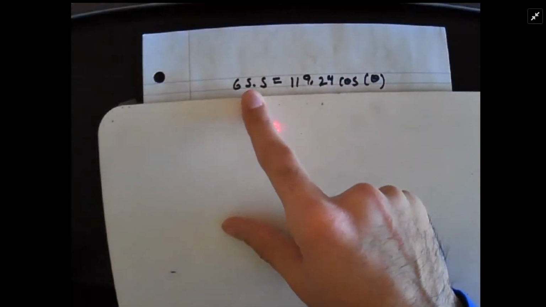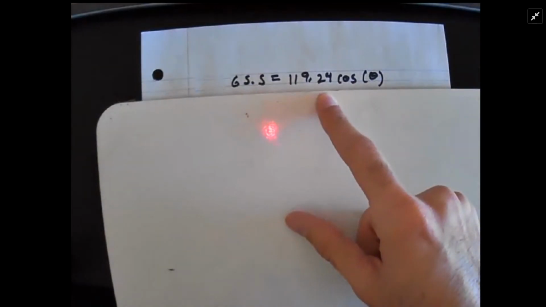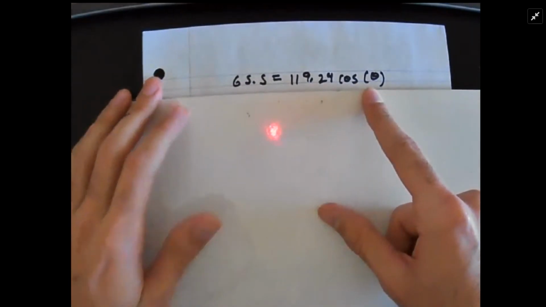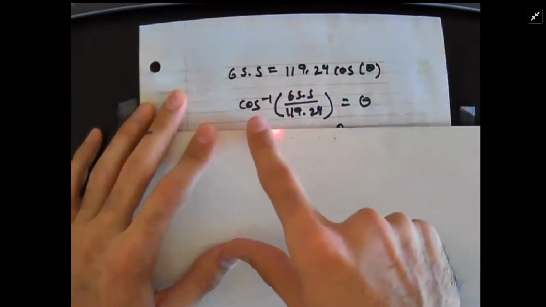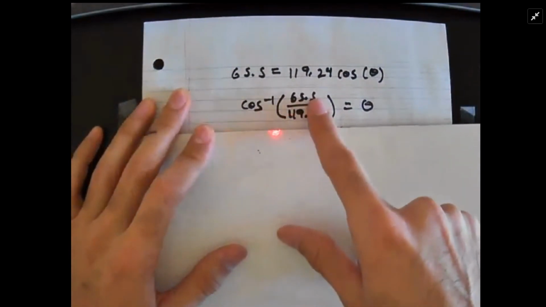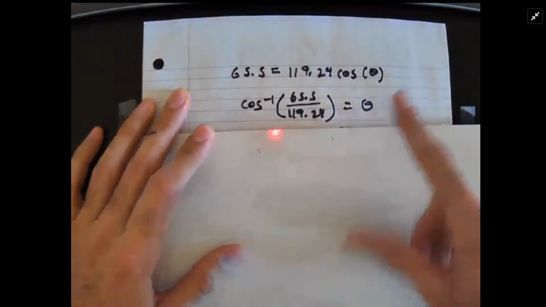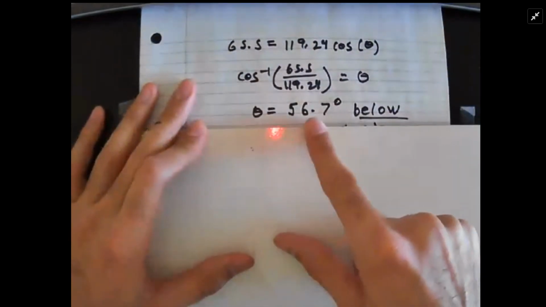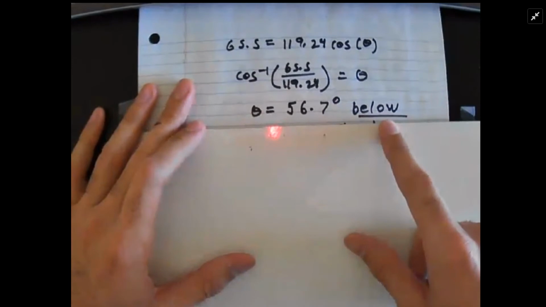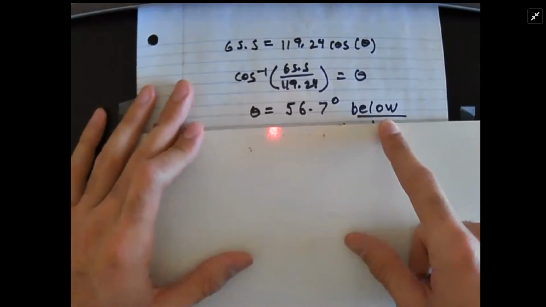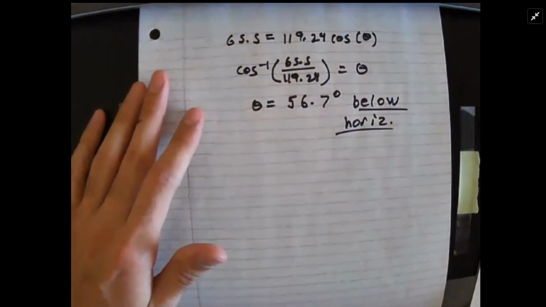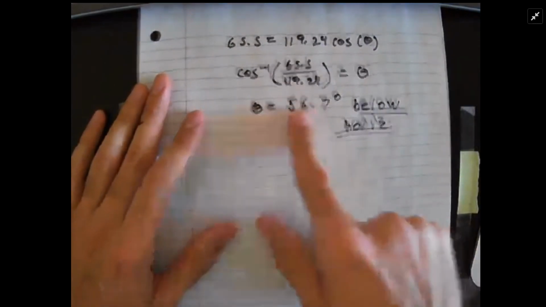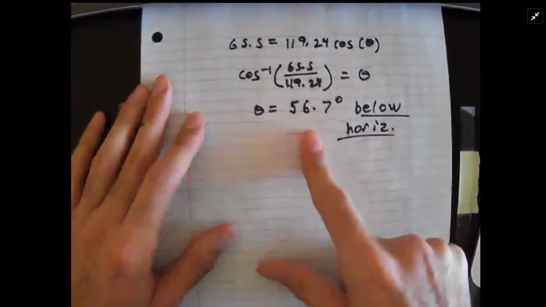So I know my v of x is 65.5. I know my velocity, and I need to find theta. So again, cosine inverse of 65.5 over 119.24 equals theta. And theta equals 56.7 degrees below the horizontal. This is below the horizontal, and that's another can of worms as to why this is below the horizontal and not above. It has to do with the domain of cosine.